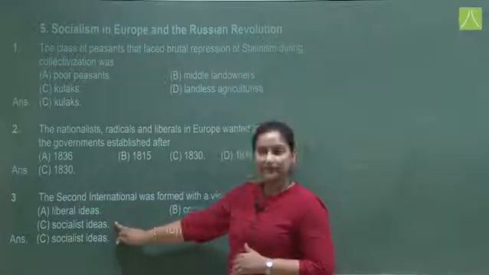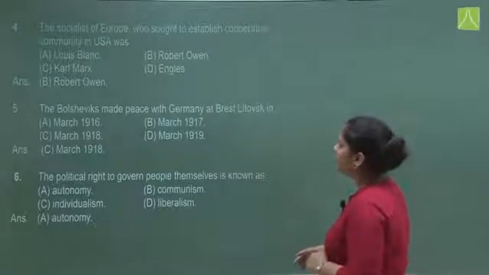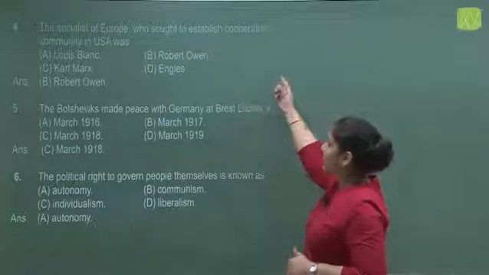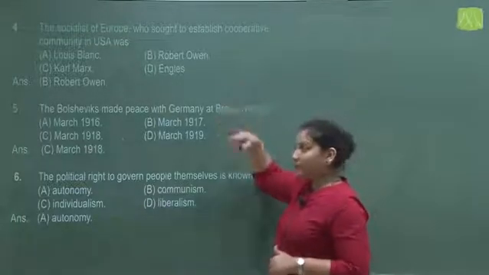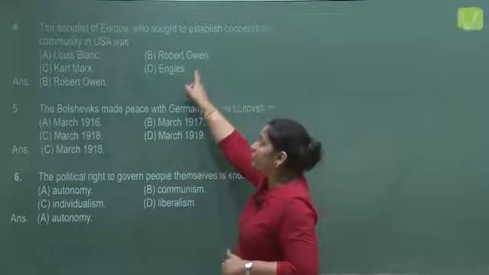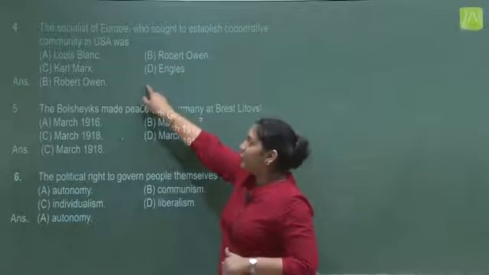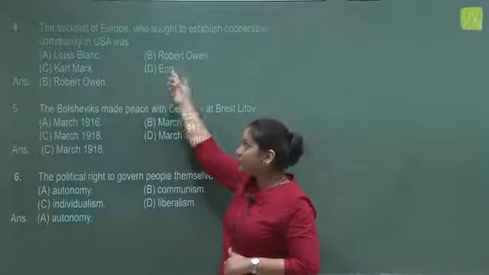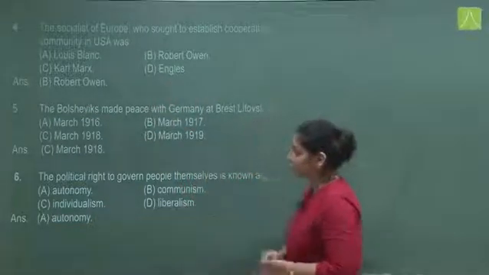The correct answer is socialist ideas. Moving on to the next question. The socialists of Europe who sought to establish a cooperative society community based in USA but wanted to establish in Russia was started by Robert Owen, and he formed the society New Harmony, and based on that he wanted to establish the same in Russia.